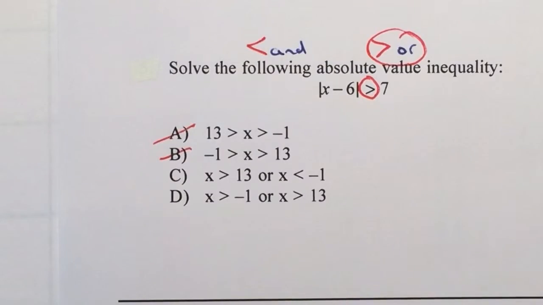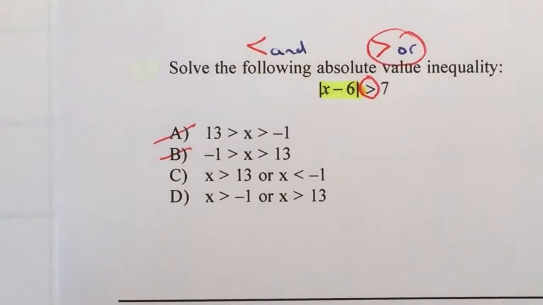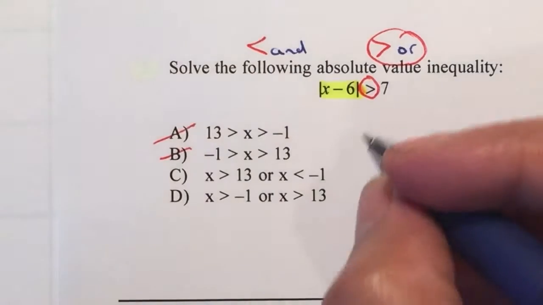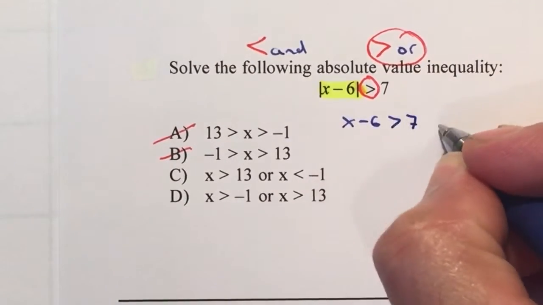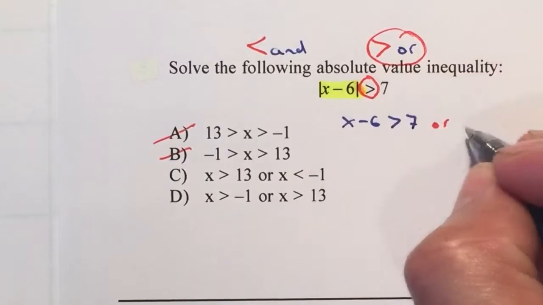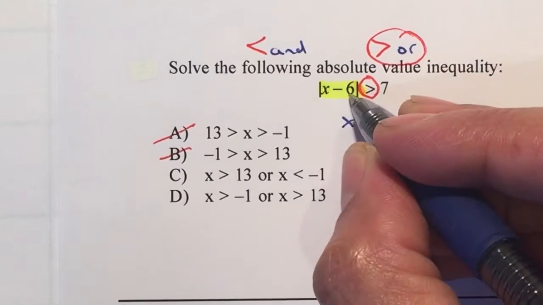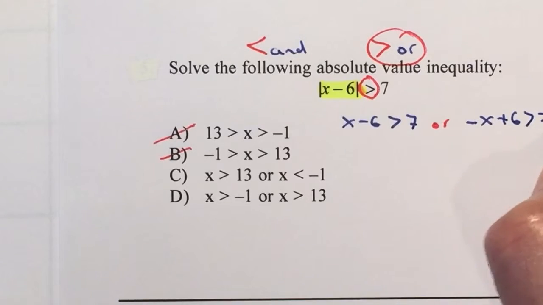And to solve it, we're going to solve our two inequalities. The first one will remain the same. The second one will be the opposite. So we have x minus 6 is greater than 7, or negative x plus 6 is greater than 7. X is positive, so it will be negative x. 6 is negative, so it will be positive. The second time it will be the opposite, greater than 7. The 7 remains the same.